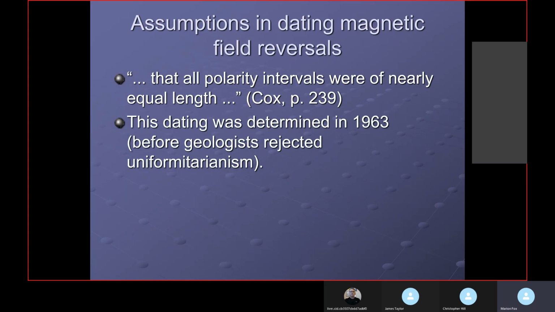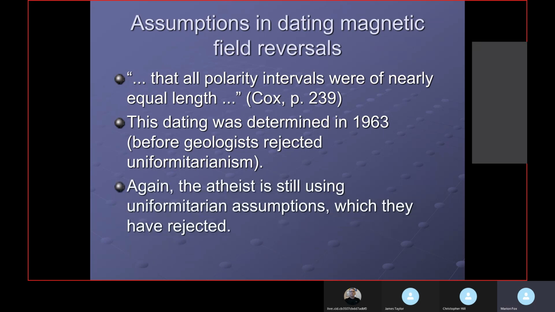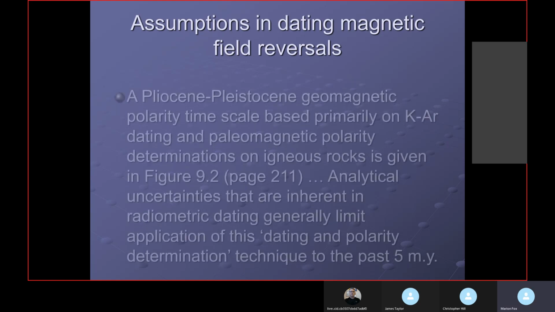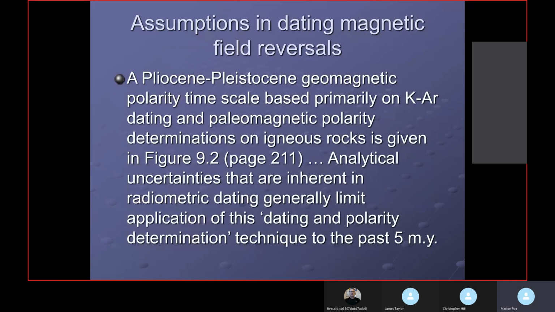Dating was determined in 1963, before geologists rejected uniformitarianism. So the geologists, pardon me, rejected uniformitarianism after 1963. So this dating was based on uniformitarian assumptions. He's still using uniformitarian assumptions, which they have rejected. And again, that's amazing to me that these men can call themselves scientists.